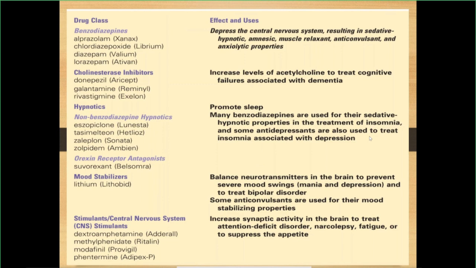Orexin receptor antagonists. Example: suvorexant, Belsomra. Mood stabilizers balance neurotransmitters in the brain to prevent severe mood swings, mania and depression, and to treat bipolar disorder. Some anticonvulsants are used for their mood stabilizing properties.